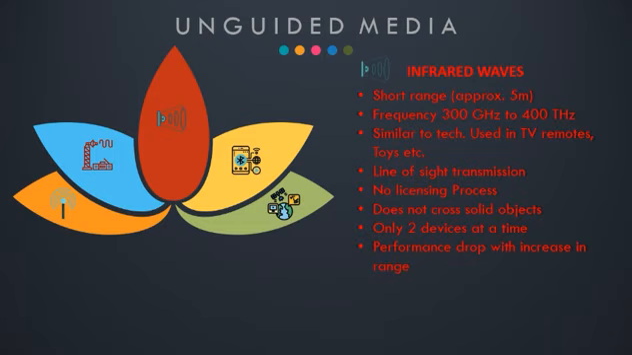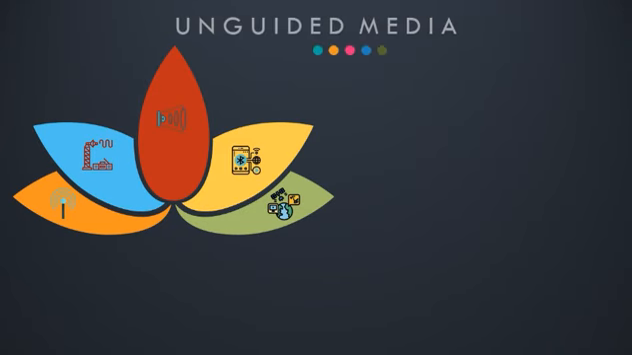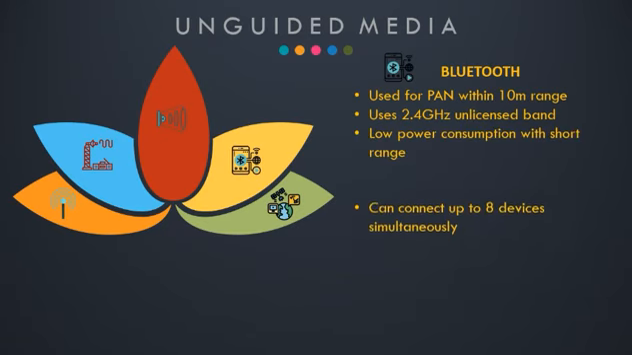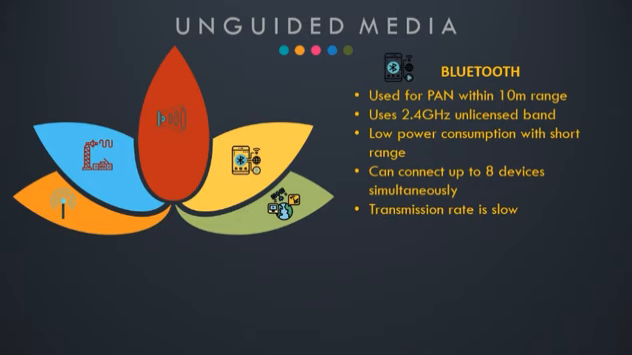The next type of wireless method is Bluetooth, which we are all familiar with. Bluetooth is mainly used for PAN, personal area networks, within a 10 meter range. It uses a 2.4 gigahertz unlicensed channel, so everybody who has a Bluetooth receiver and transmitter can use it. Anyone can access that particular band. Then it consumes less power. Less power consumption is the main feature of Bluetooth.